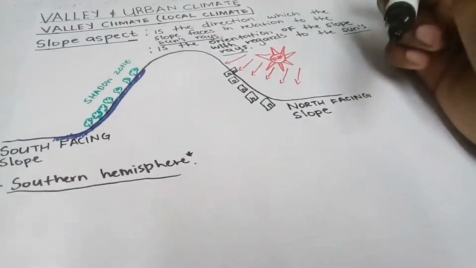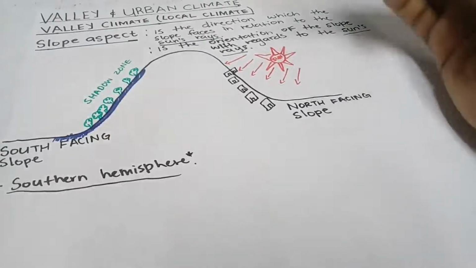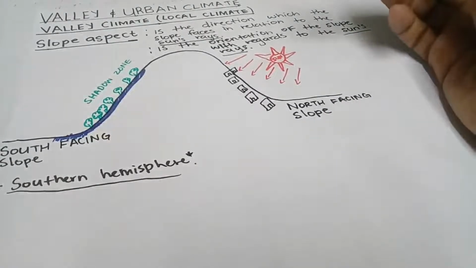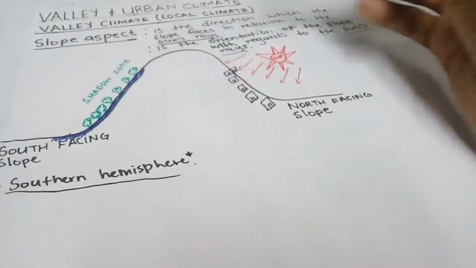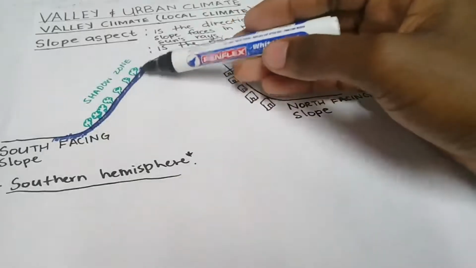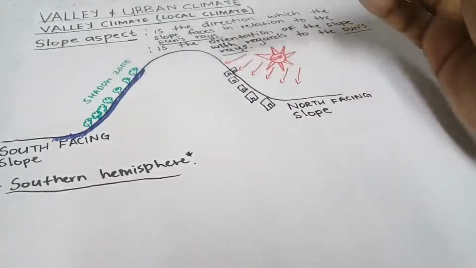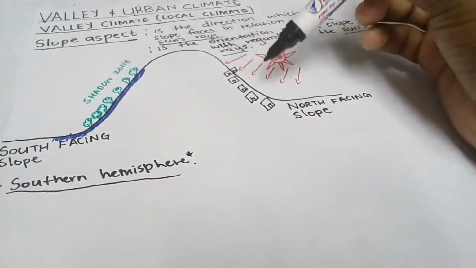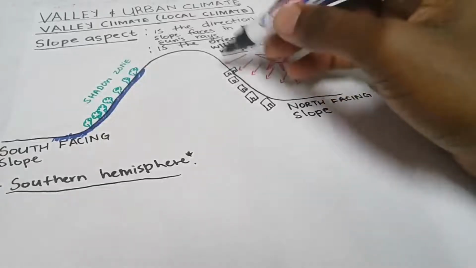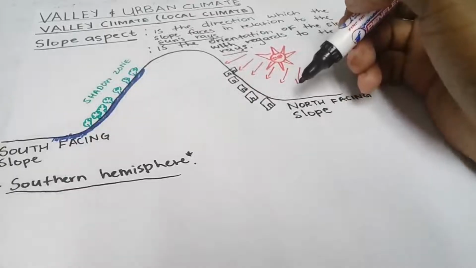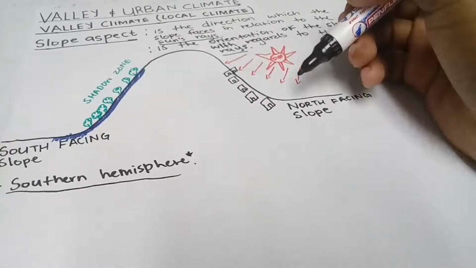Then this side, the shadow zone, receiving no sunlight, causes a lot of moisture content in the soil of this side. This side is wetter. It's always wetter. And this one is drier. But a lot of activities occur on the north-facing slope.